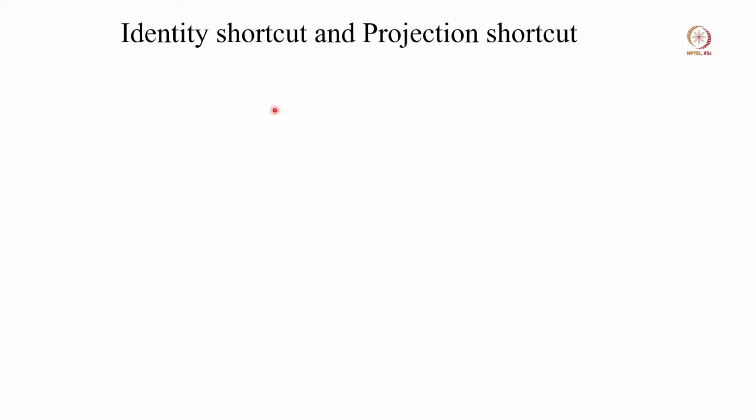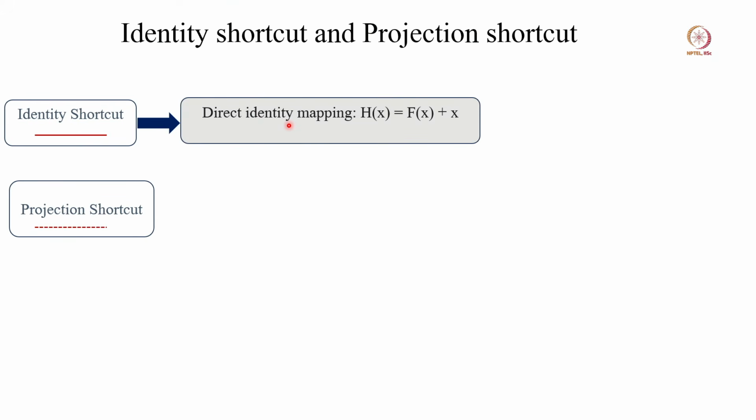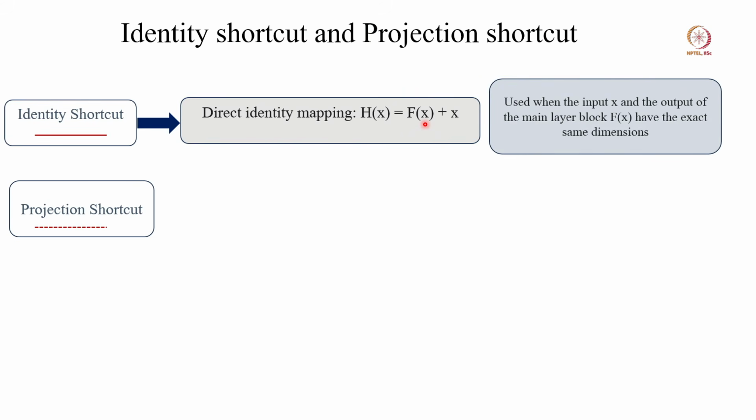Now, we will see the difference between the identity shortcut and the projection shortcut. What exactly is the identity shortcut? The identity shortcut directly does an identity mapping, that is H(x) equals F(x) plus x. So, this x is directly added to whatever output I am getting from the convolution layer. It is used when the input x and the output of the main layer block F(x) have the exact same dimensions. When the input and output have the same dimensions, then we can use the identity shortcut.